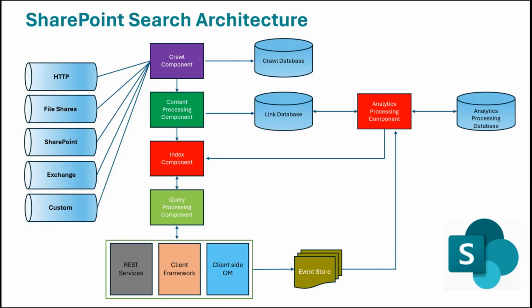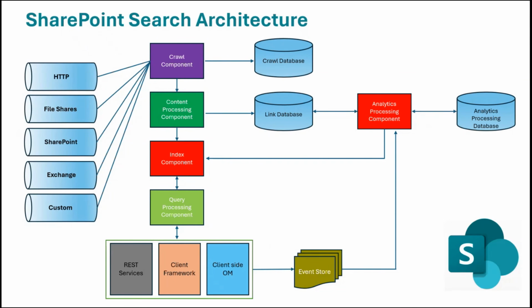The search functionality in SharePoint includes multiple types of components that work together to perform the search operation. The crawl component crawls the SharePoint site pages and the content within the site. It collects the properties and metadata from the crawled items, and it sends this information to the content processing component. The crawl component has its own database that contains the information about the crawled items, for example, the last crawl time, last crawl ID, and the type of items that are crawled.